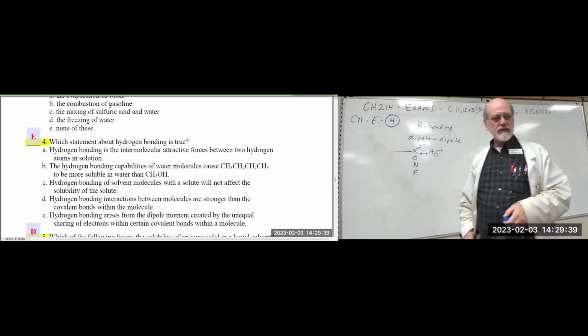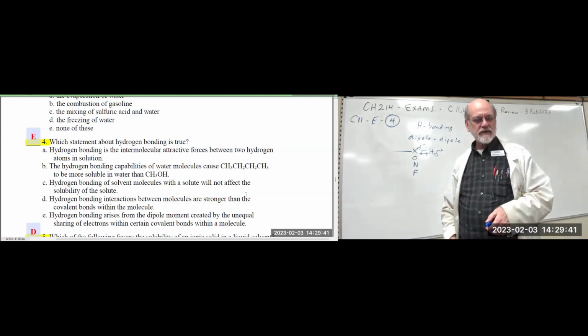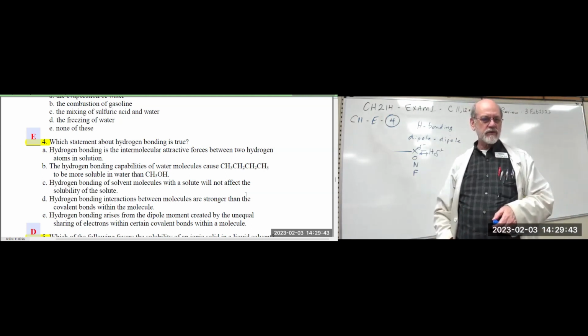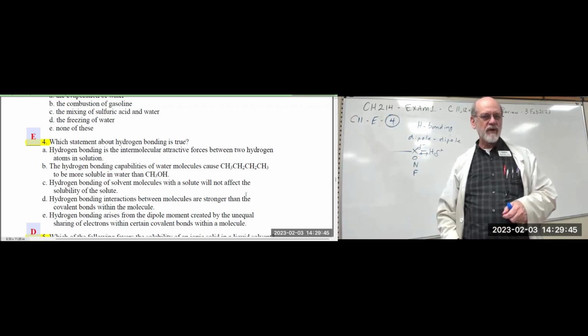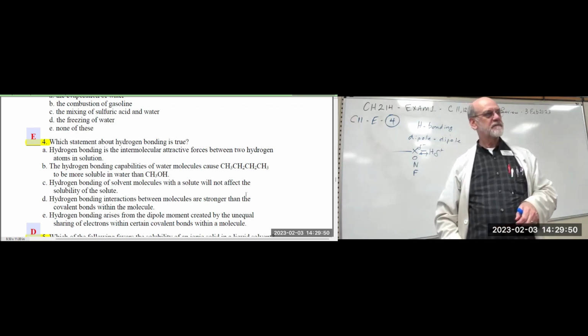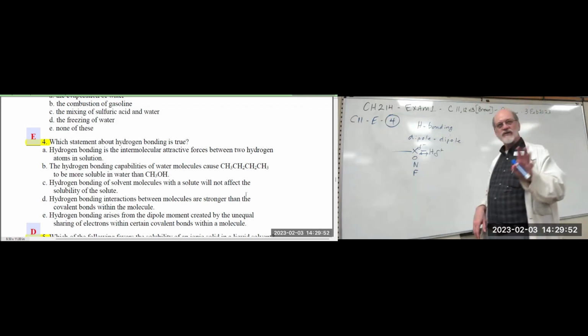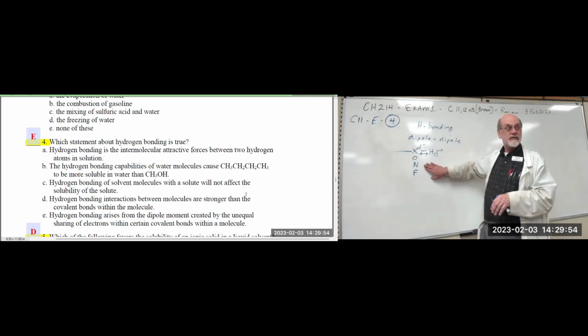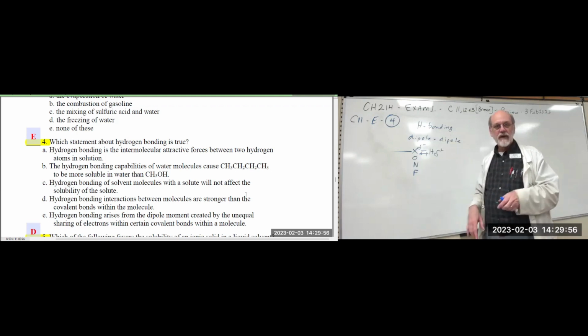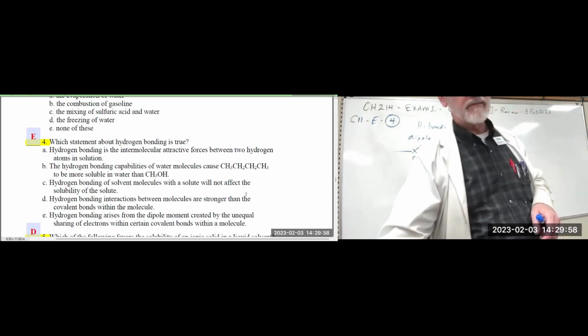So hydrogen bonding E arises from the dipole moment created by the unequal sharing of electrons within certain covalent bonds within a molecule. That's as close as you're going to get. That's non-specific. Here we've given it some specifics, but E is the best answer out of that group.